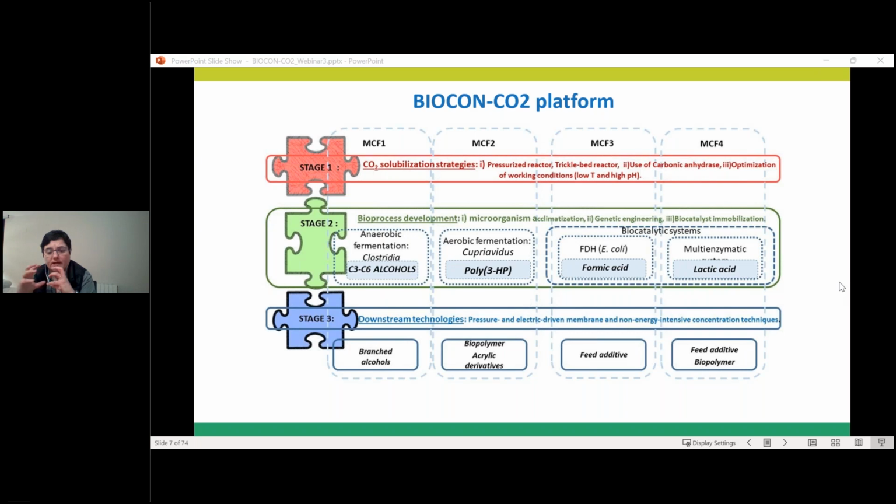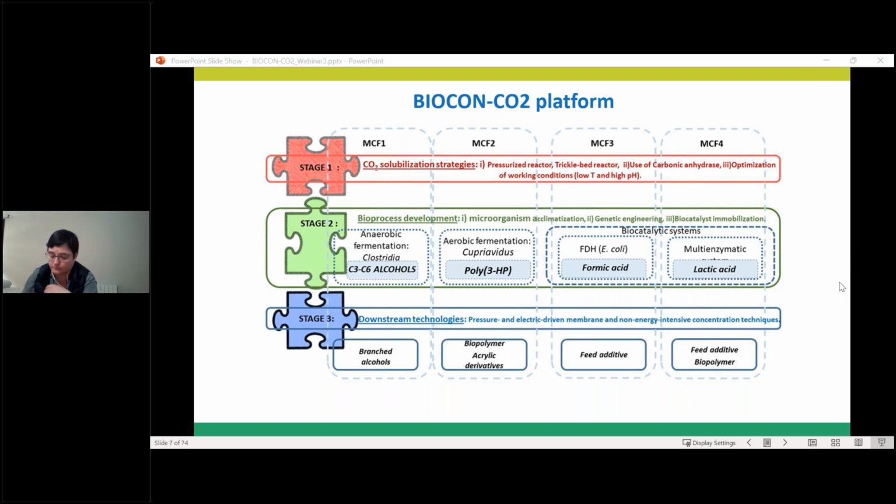We are designing technologies and tools for these different stages: one for CO2 solubilization, one for the bioconversion of CO2 into chemicals and plastics, and one for downstream technologies. And these technologies are combined based on the properties of the microbial cell factory itself and the product that we want to achieve with this microbial cell factory. In fact, we are trying to demonstrate this platform in 4 different microbial cell factories with different types of microorganisms.